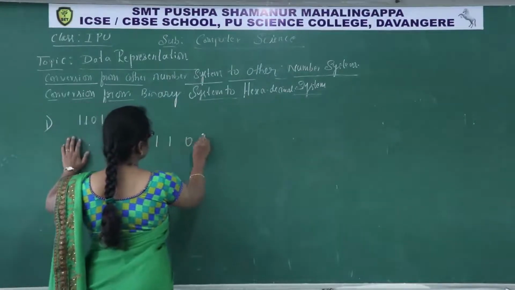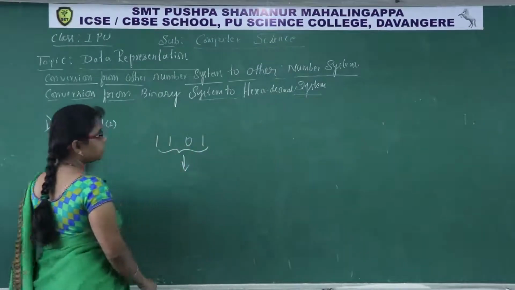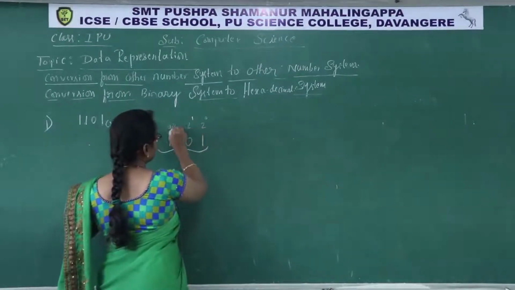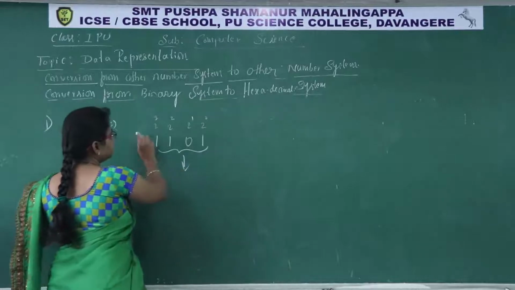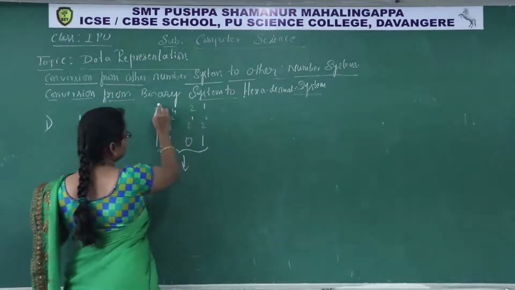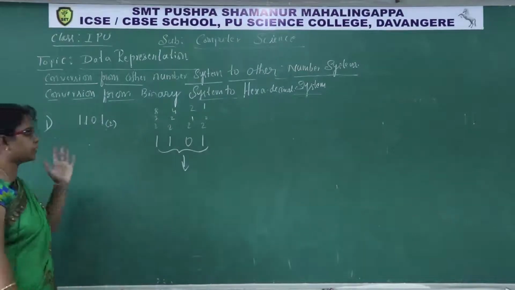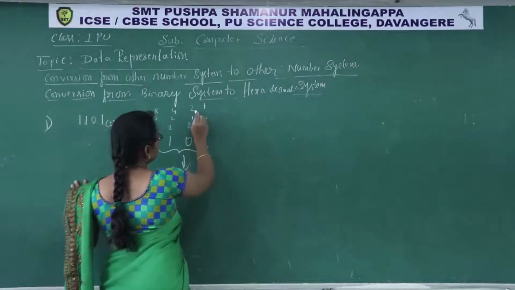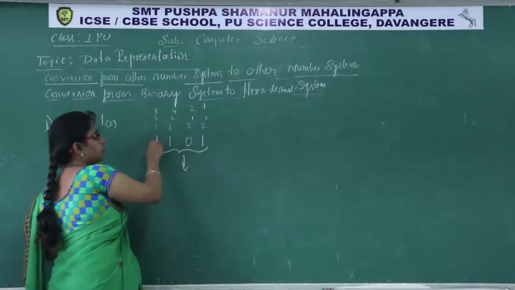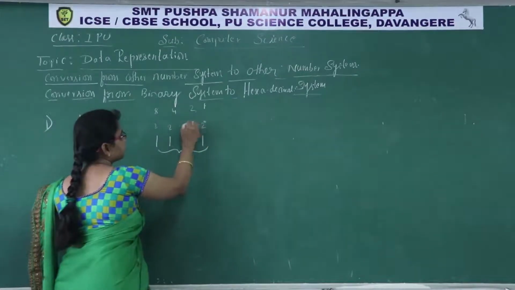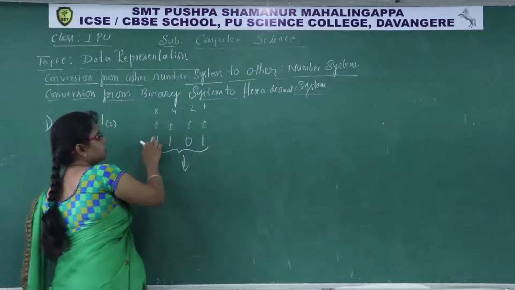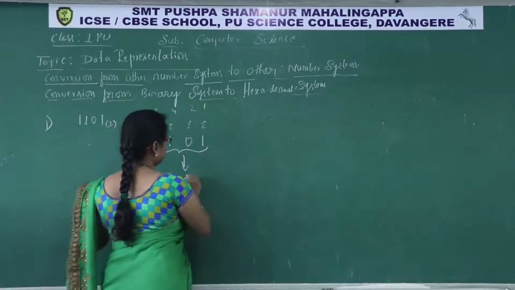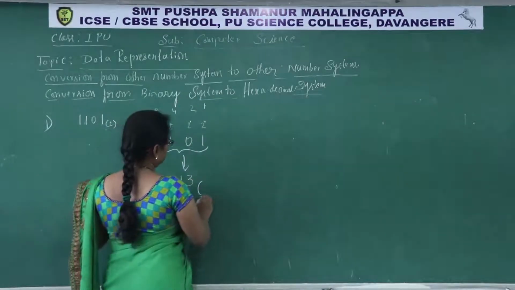So 1101. What is the decimal equivalent of this? Here we have 4 bits: 2 to the power of 0, 2 to the power of 1, 2 to the power of 2 and 2 to the power of 3. What are the values? 1, 2, 4, 8, or 8, 4, 2, 1. This is the shortcut method. Under 1 there is a 1, under 2 there is a 0, so we should not consider it. Under 4 a 1 is there, under 8 a 1 is there. So we have to consider 8, 4 and 1. 8 plus 4 is 12, 12 plus 1 is 13. 13 base 16.